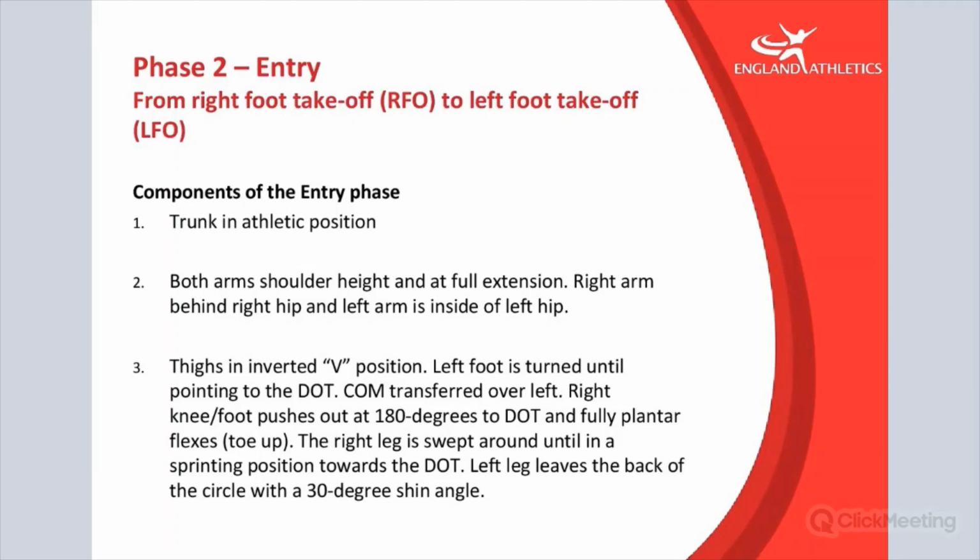A common mistake that we see a lot is that the left arm goes first, not the left heel. We want to see the center of mass transfer over the left leg as the right knee and foot pushes out at 180 degrees to the direction of the throw, and we want the right foot to be plantar flexed, and that's toe up. The right leg is swung round until in a sprinting position towards the direction of throw. Left leg leaves the back of the circle with an approximate 30-degree shin angle. And I'll talk about that once we show the videos. So if you can show the first video, Nick.